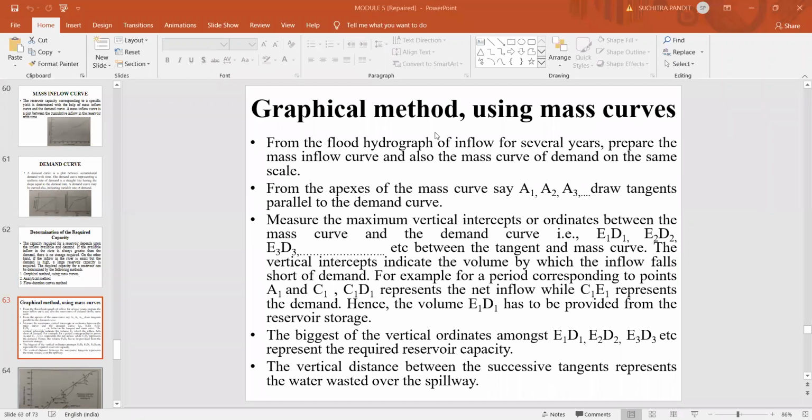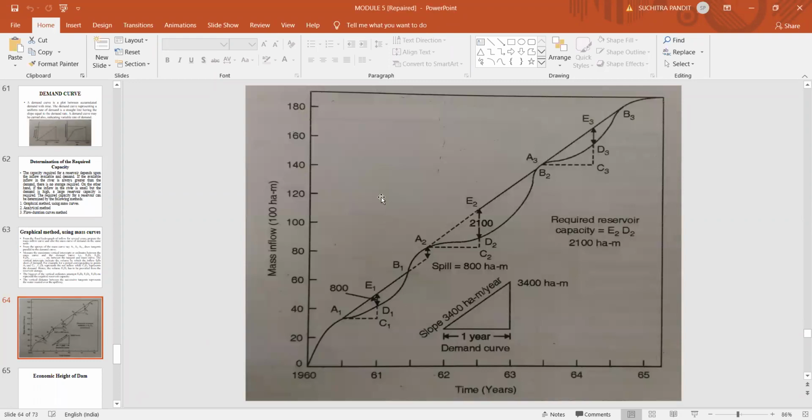So from the flood hydrograph of inflow for several years, prepare the mass inflow curve and also the mass curve of demand on the same scale. That means from the available records of the hydrograph, we can plot a mass curve of inflow, because a mass curve is basically a plot of cumulative inflow into the reservoir versus time. On the same graph, we can also plot the demand curve, whether a constant demand curve or a variable demand curve. From the apices of the mass curve, say A1, A2, A3, now we shall look at this figure, how we can calculate the storage capacity of a reservoir.